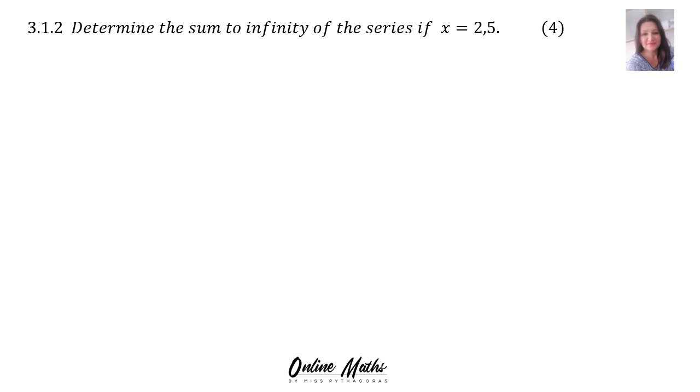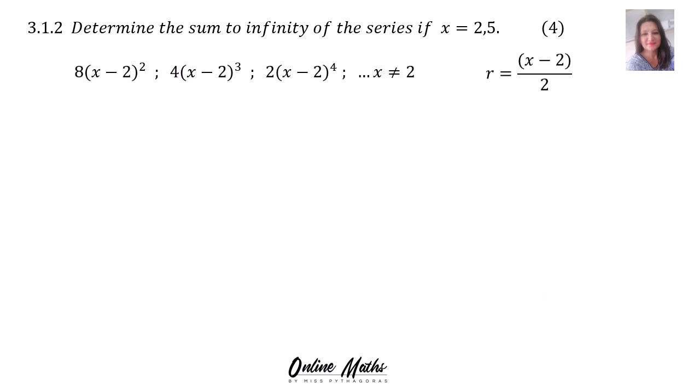3.1.2, determine the sum to infinity of the series if x is equal to 2,5. First of all, there you find your little series, and then this was r's value, the common ratio from the previous slide. Then sum to infinity has its own little formula, and that one is on the formula sheet. So what we are looking for is a value for a and a value for r.